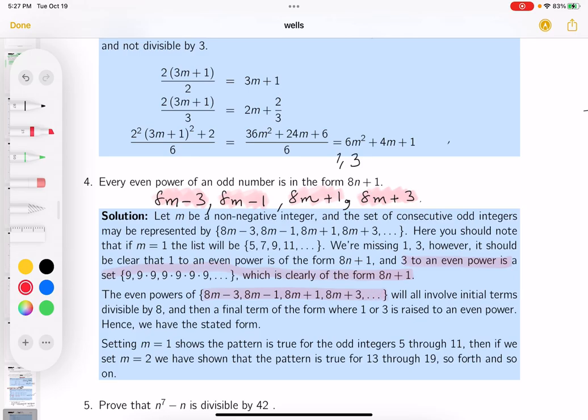All will involve initial terms divisible by 8. I hope you realize that. When you take these things over here, what do I mean by that? They're binomials. We're raising them to even powers. When I say an even power, there will be an even power here, like 2 or 4.